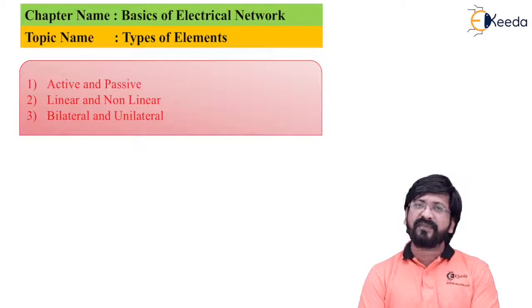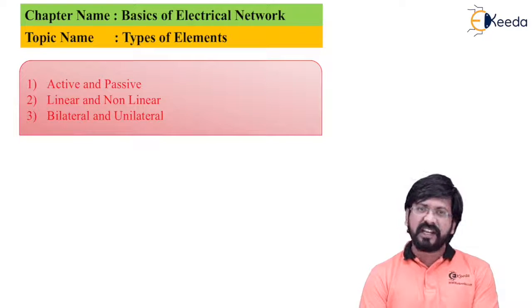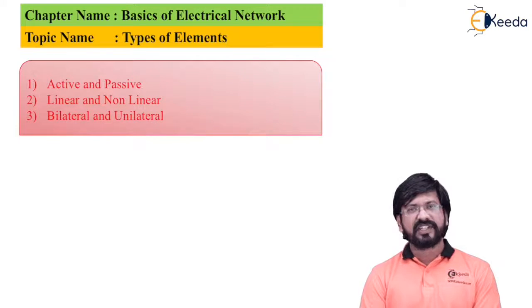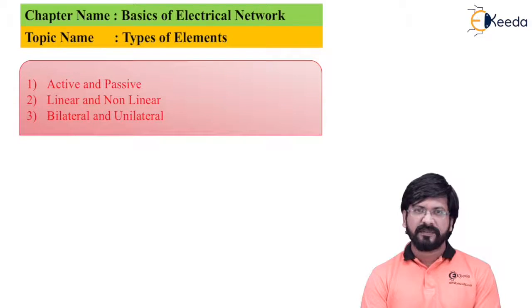Now let's say if you have reversed the polarity and if you see exactly the same characteristic in the diagonally opposite quadrant, then it can be said that it is a bilateral component. That is, resistors, inductors and capacitors behave in a similar way in the first quadrant and third quadrant.